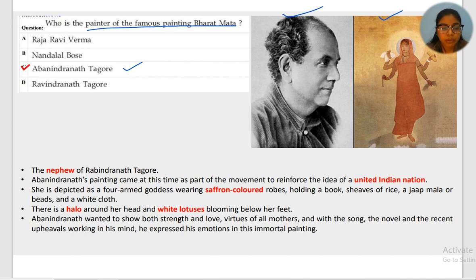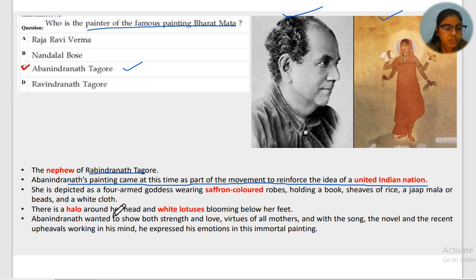Now let's explore more about him. Who was Abanindranath Tagore? He was the nephew of Rabindranath Tagore. His painting came at this time as a part of the movement to reinforce the idea of a united Indian nation. During the time of independence, he used to draw such paintings to bring the idea of patriotism, to unite the nation, or to give feelings related to nationalist things.